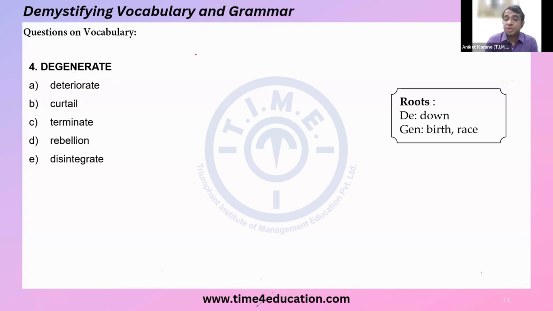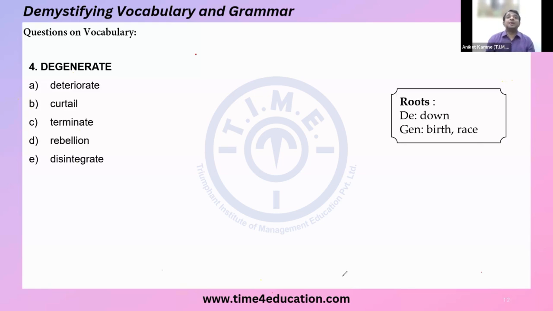What are the roots here? D is down, and gen is birth. So to degenerate is to go down. If I say the health deteriorated, my health went down. Therefore the answer, A, deteriorate, is the correct answer there.